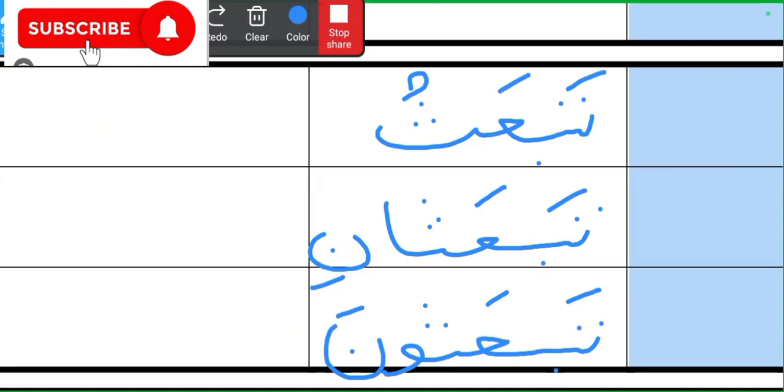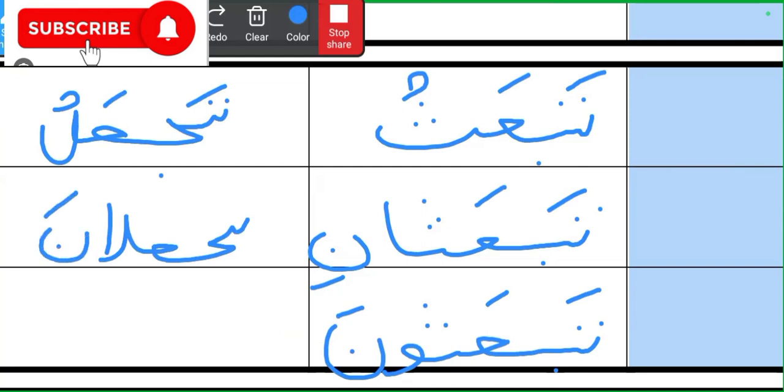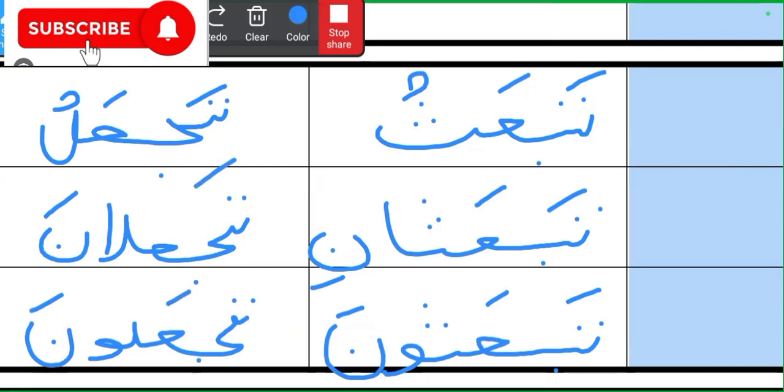And for ja'ala, yaj'alu, we had taj'alu, taj'alani, taj'aluna. Whenever we start sigha with ta, we always pronounce it in the pronoun of you. So this was sigha number 7, 8, and 9. Al-Mukhatab, Al-Mukhataban, Al-Mukhatabun.